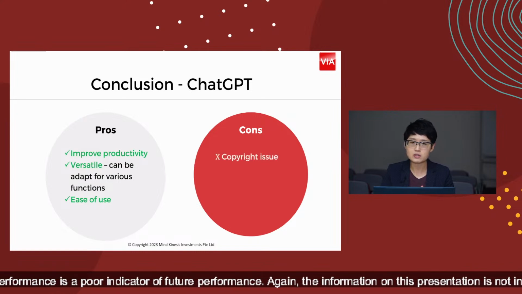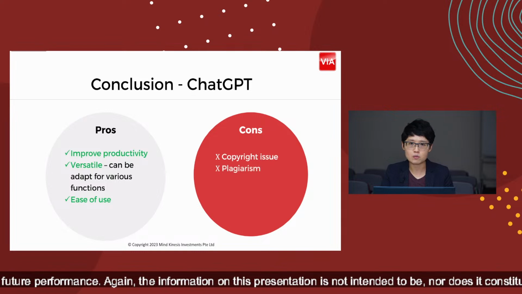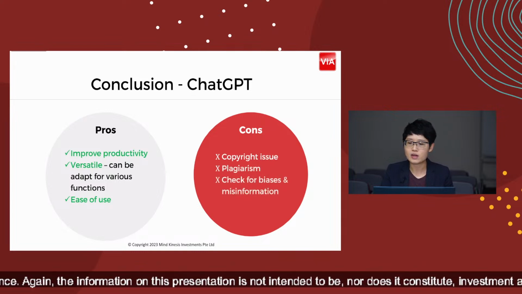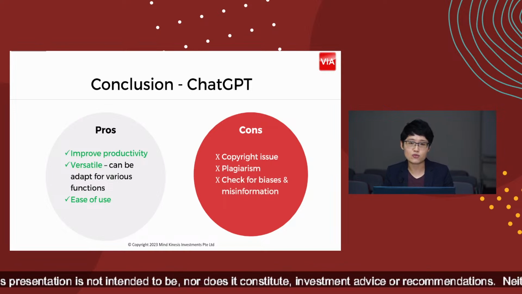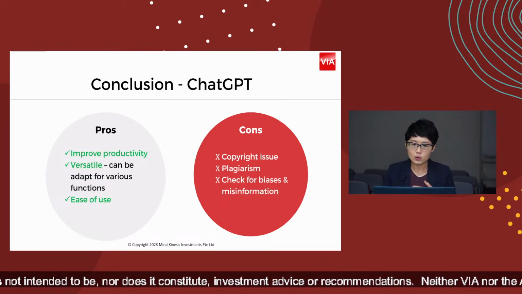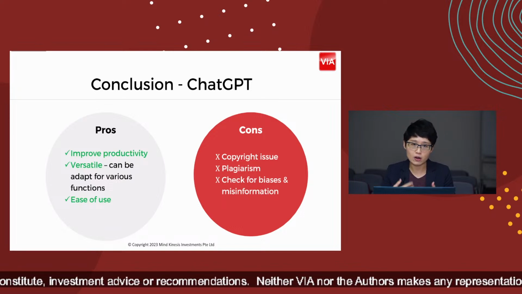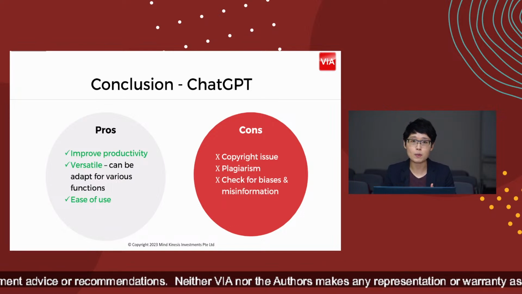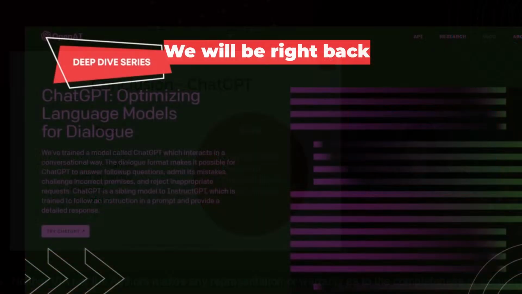However, there are some cons that need to be considered, which are copyright and also plagiarism, like people just copy and paste. And also, based on the facts that they are given, you need to double check whether the facts are correct or not. So overall, this is the research that we have done on ChatGPT, and I hope you have enjoyed the session. And now I will pass the session back to Cayden, and thank you everyone.